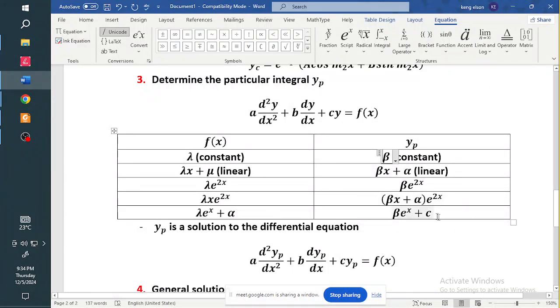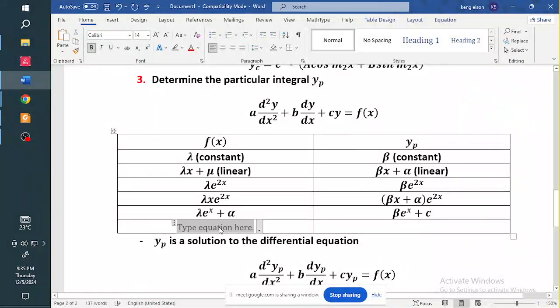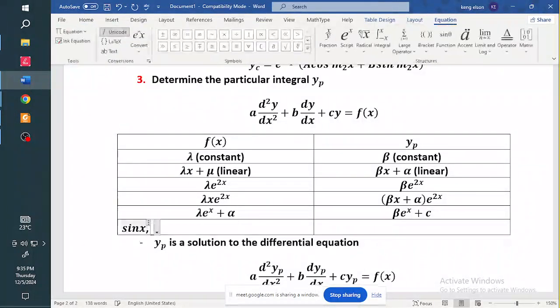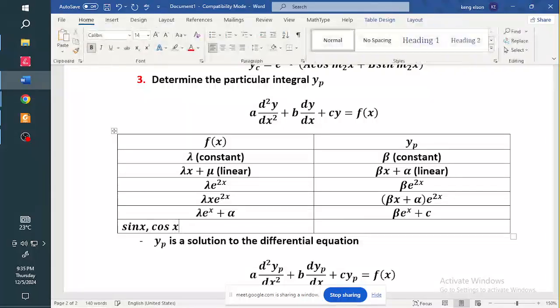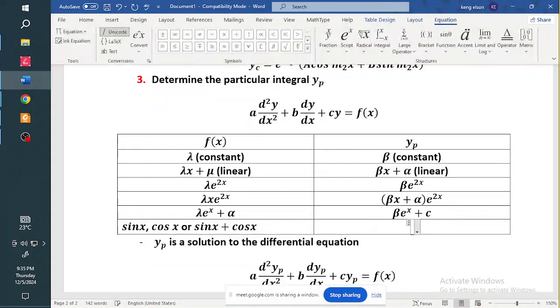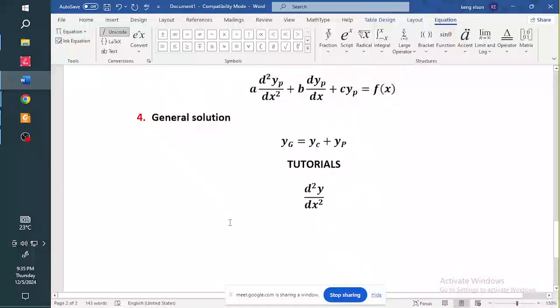Oh, I've also forgotten one form. Let me put another form again. If your f of x is in the form of sine x or cos x, or maybe you have a combination of sine x and cos x, your yp is the same for all those forms, and your yp is a cos x plus b sine x. Yes, I forgot that form.